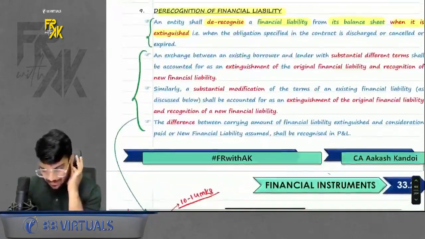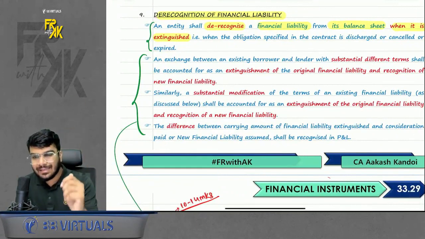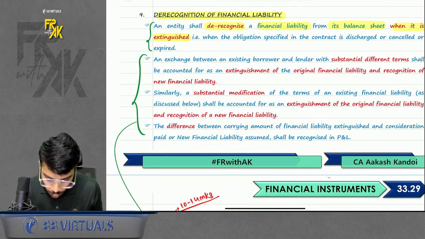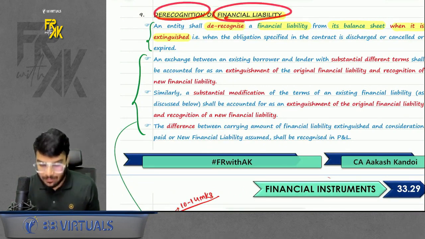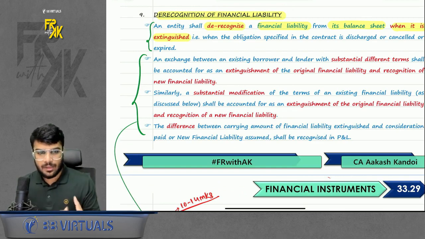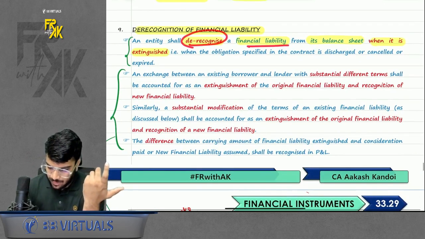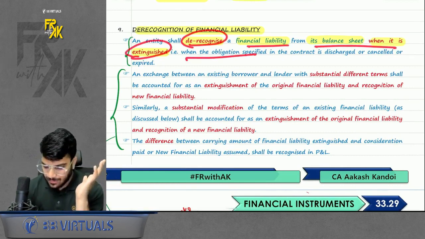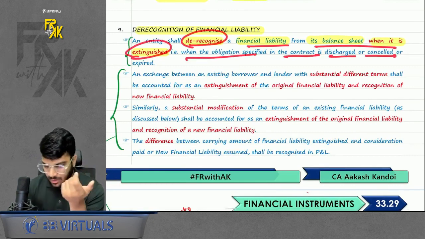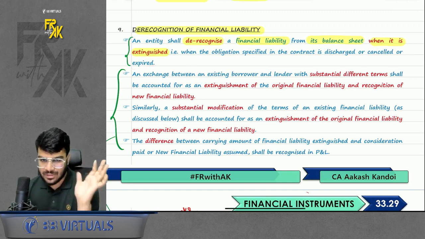Now I guess we can proceed with the next point. What we discussed above was derecognition of financial asset. Now we are going to discuss derecognition of financial liability. When do you derecognize a financial liability? When you have made the payment. For example, there is a creditor. When will I derecognize the creditor? When I make the payment to the creditor. So it is said that you derecognize the financial liability from the balance sheet when it is extinguished, that is, when the obligation specified in the contract is discharged, cancelled or expired. In that case, you will remove the financial liability.